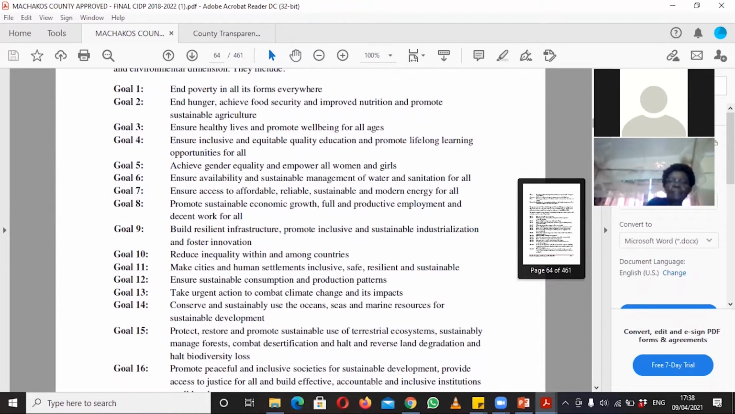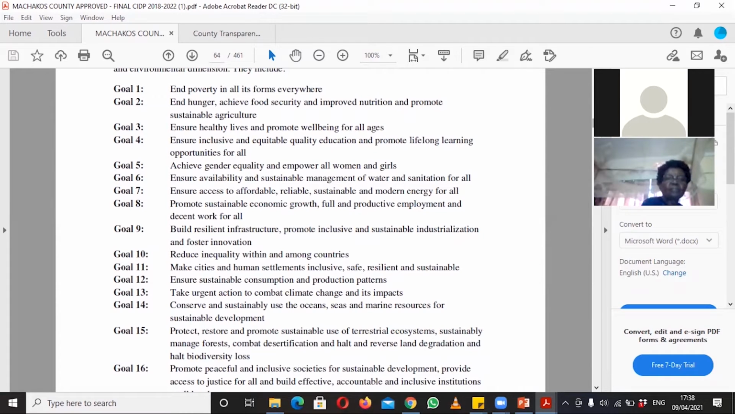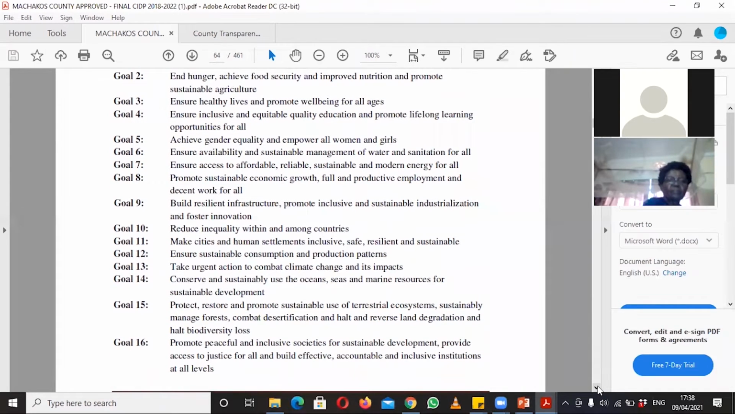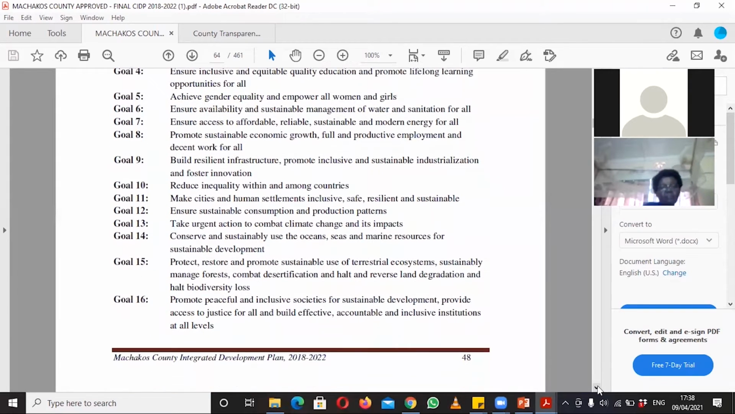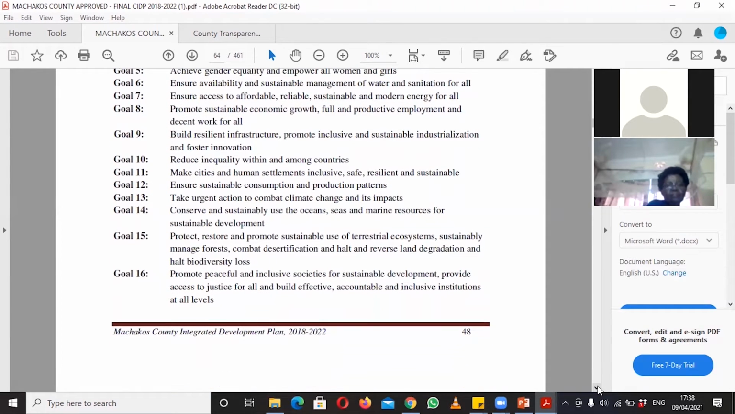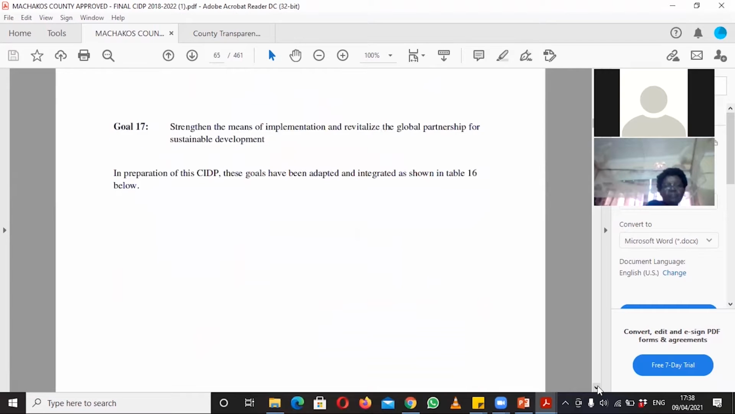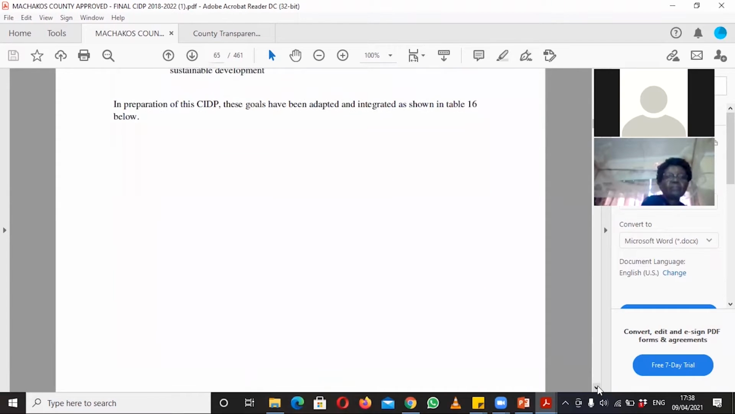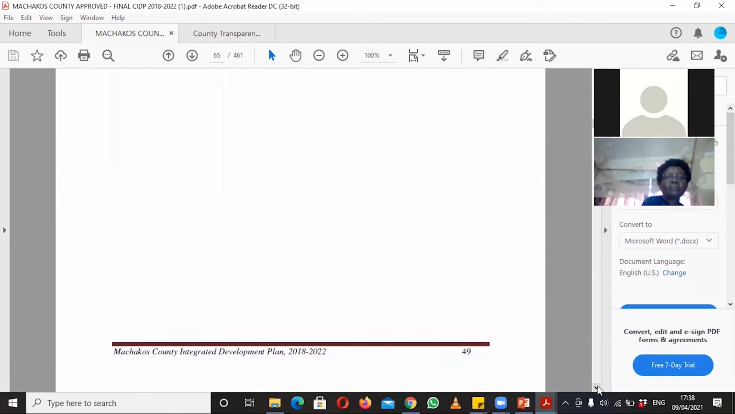Goal 12, ensure sustainable consumption and production patterns. Goal 13, take urgent action to combat climate change and its impact. You can see all these goals, you can find them even in the different sectors. That is why it is important for the CIDP to incorporate the different plans that are in place.